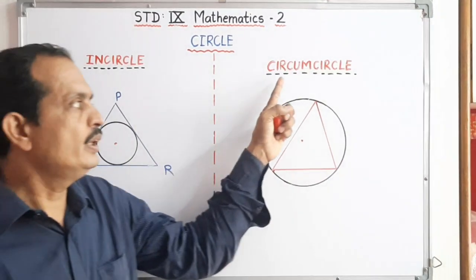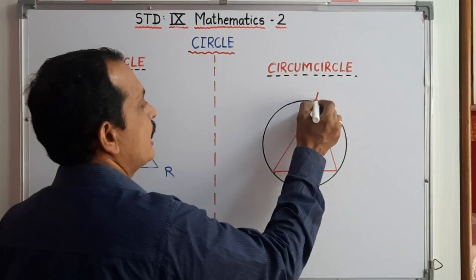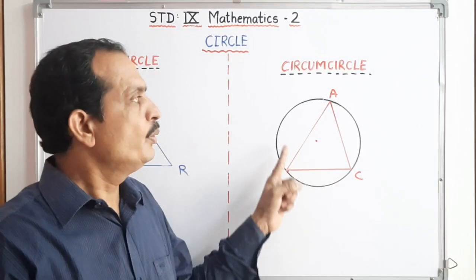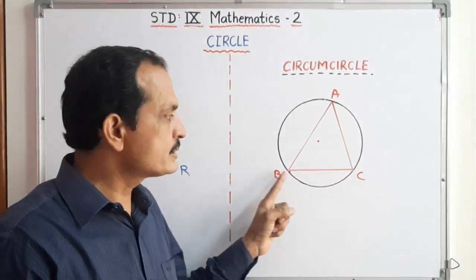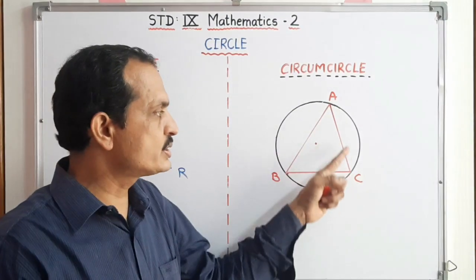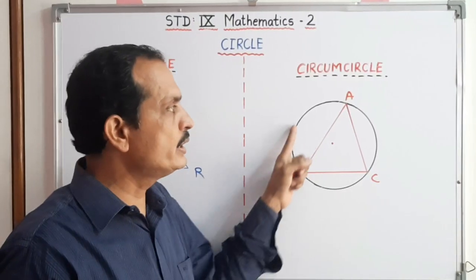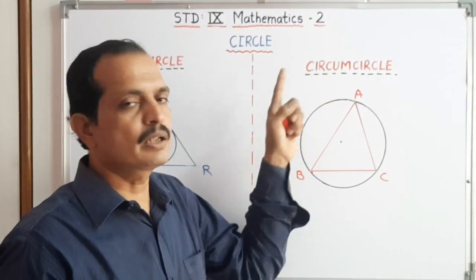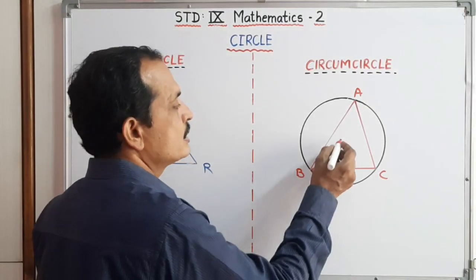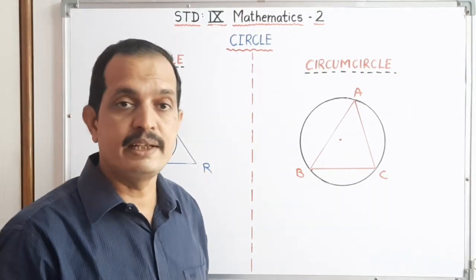And if we observe this figure, in this figure triangle ABC is there, and this circle passes through the vertices of this triangle. There are three vertices of the triangle, and the circle passes through all these three vertices. Then that circle is called a circumcircle, and the center of this circumcircle is known as the circumcenter.